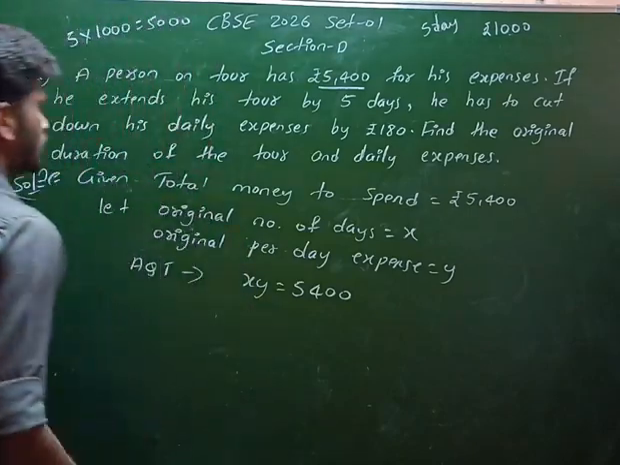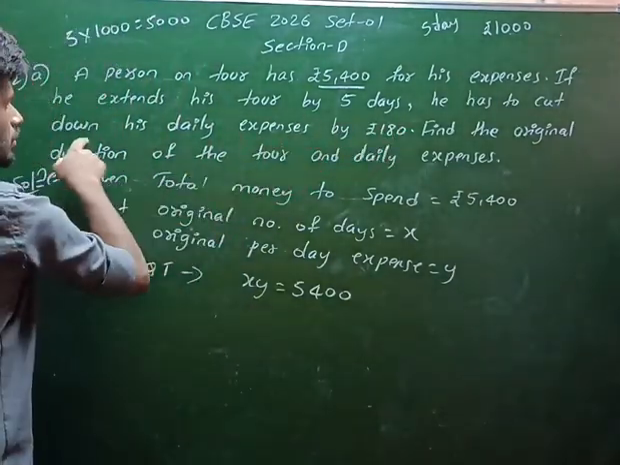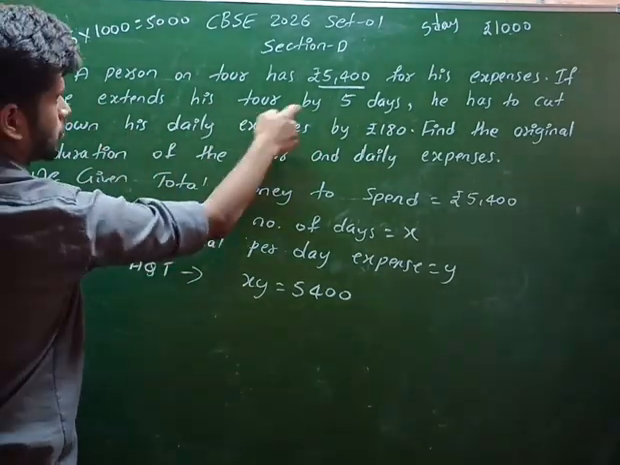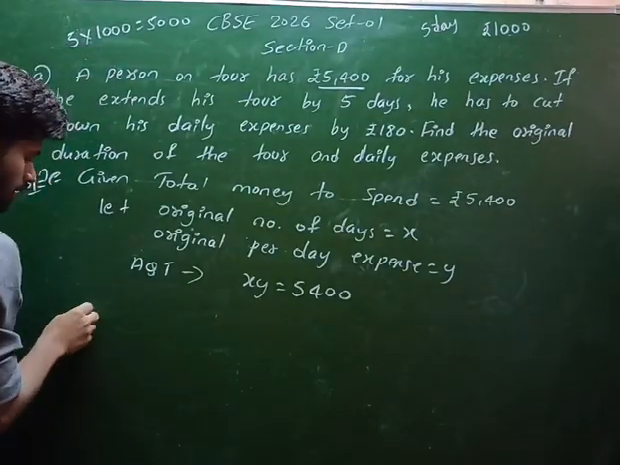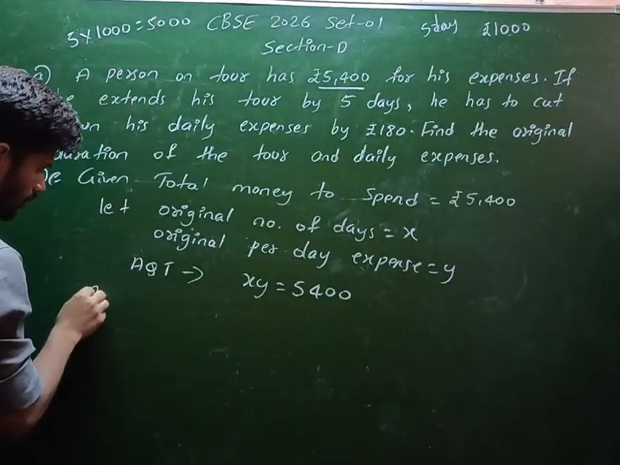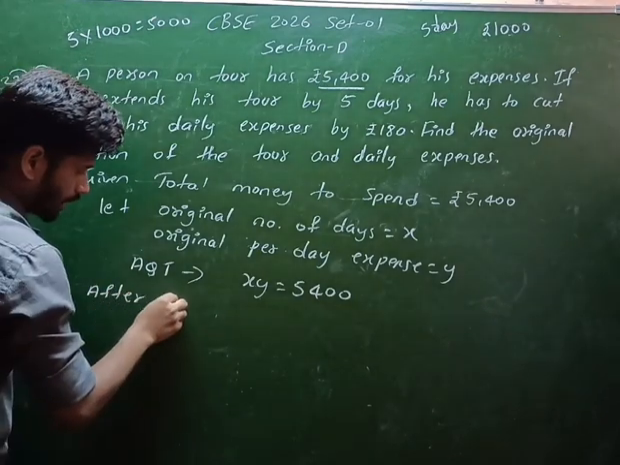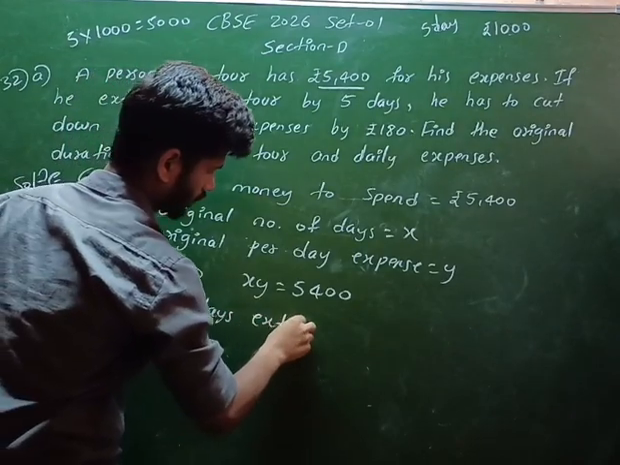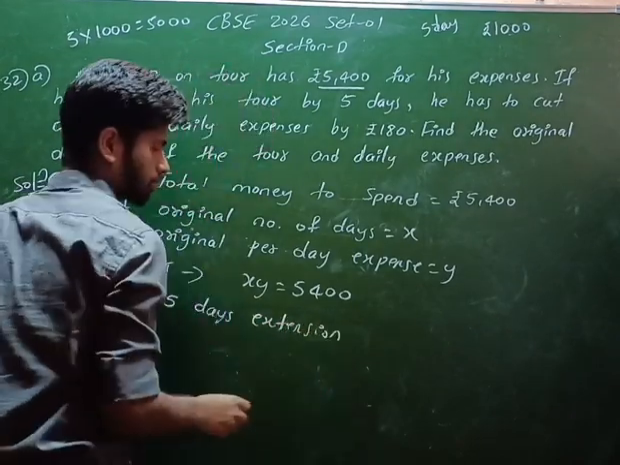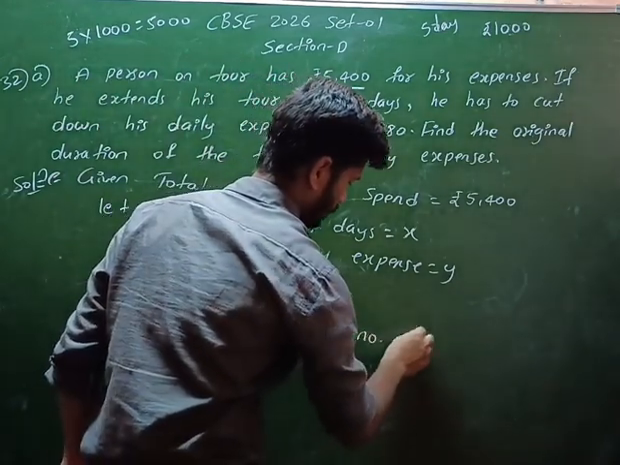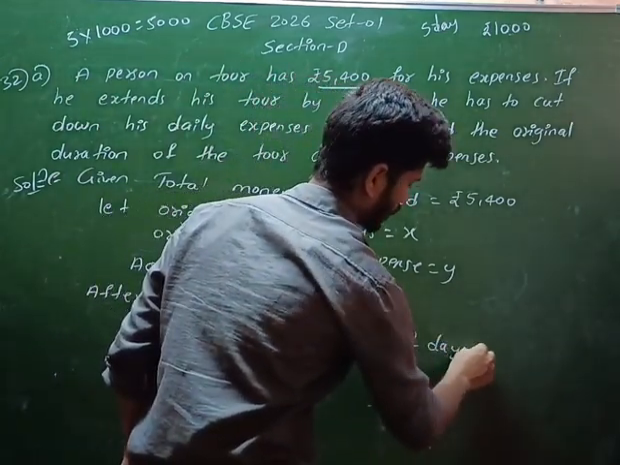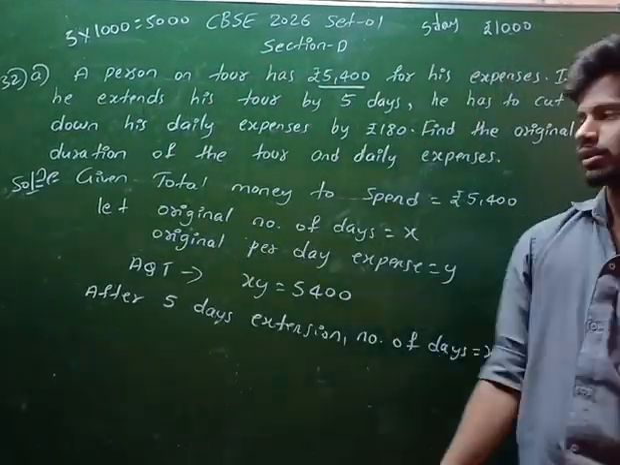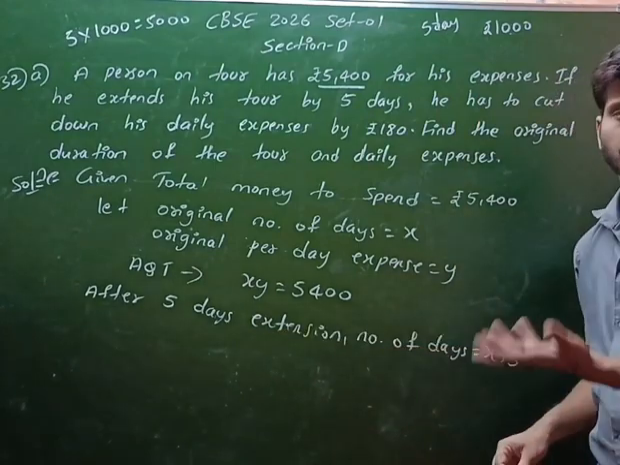The second scenario is that he extends his tour by 5 days. After the 5-day extension, the number of days will be x plus 5. Before, there were x days; now, after the 5-day extension, it becomes x plus 5.